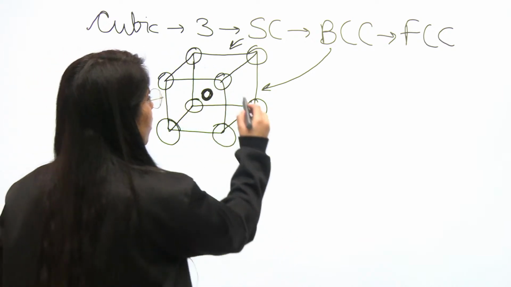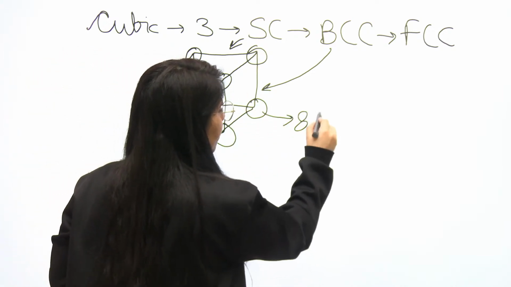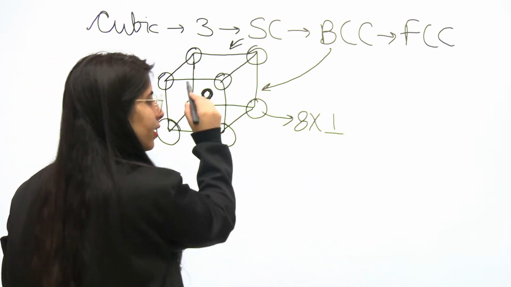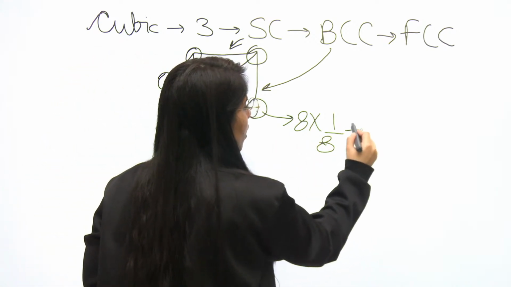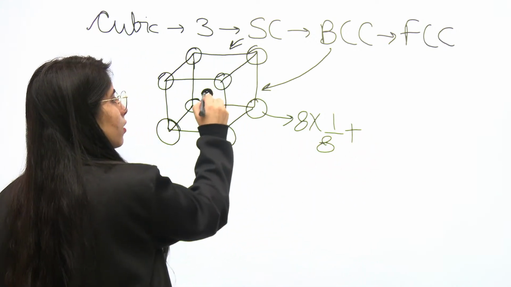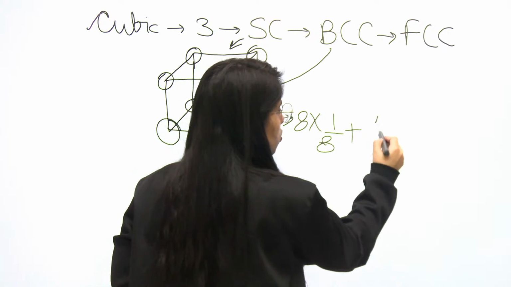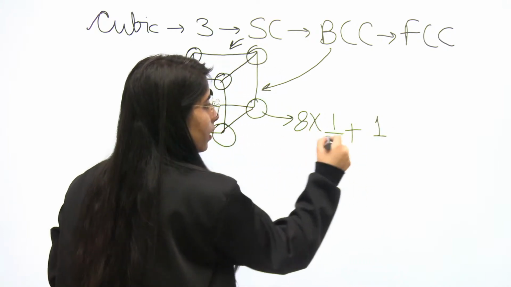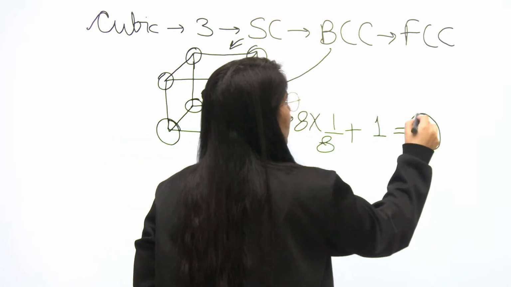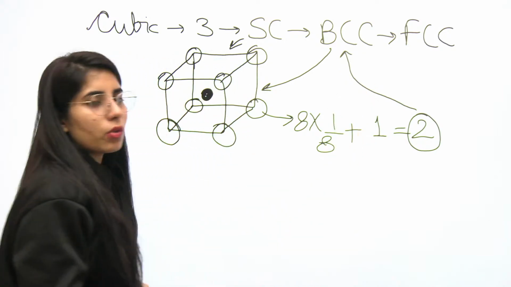So what is going to happen? The corner atoms total 8, and their contribution in the lattice is going to be 1 upon 8 each. But the center one, which is completely within this cube, is going to have the contribution 1. So 1 upon 8 into 8 plus 1 will give you 2. So the effective number of atoms in the BCC case is equal to 2.